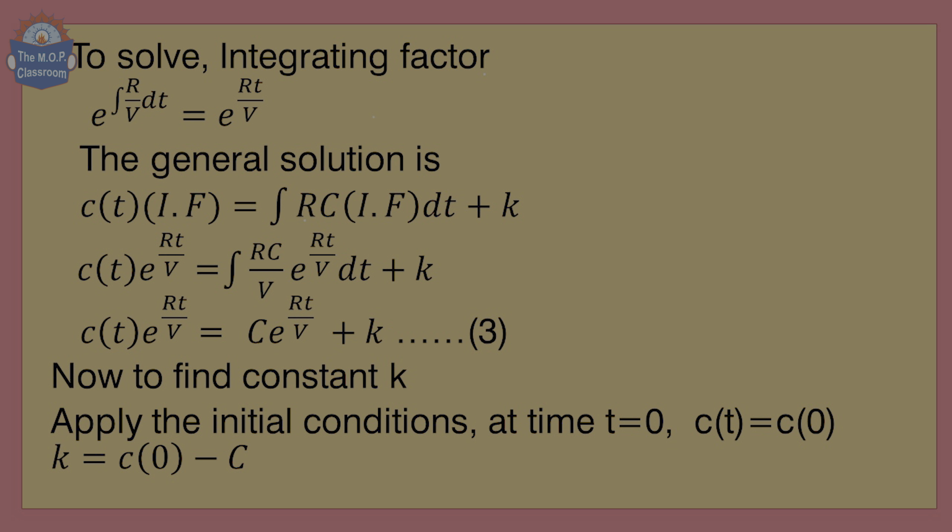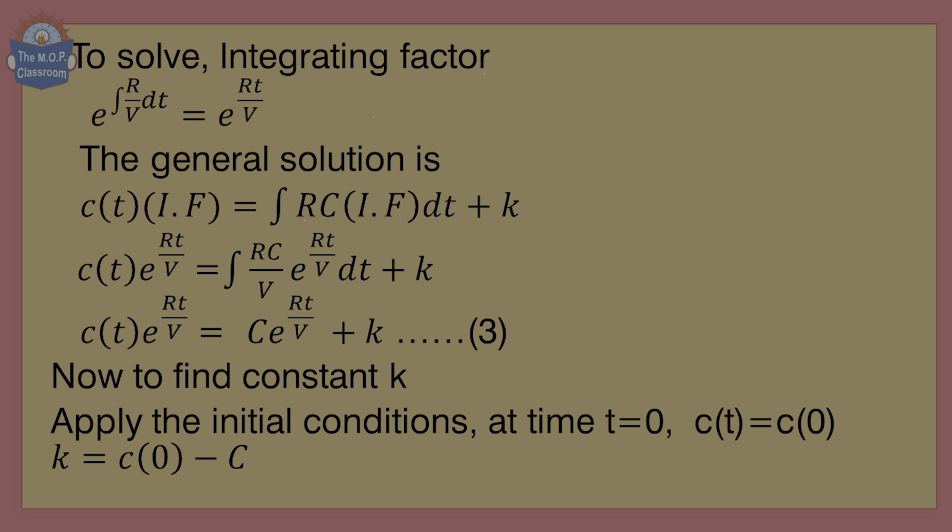Substituting the integrating factor in the expression and evaluating the integration on the right hand side, we arrive at the solution C of t, which is given by equation 3. So, C of t into e power RT by V is equal to C e power RT by V plus a constant k, which is the solution of the required differential equation. Now, we need to find the constant k, for which we apply the initial conditions.